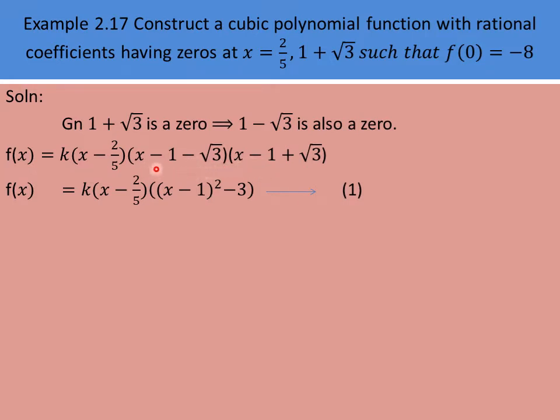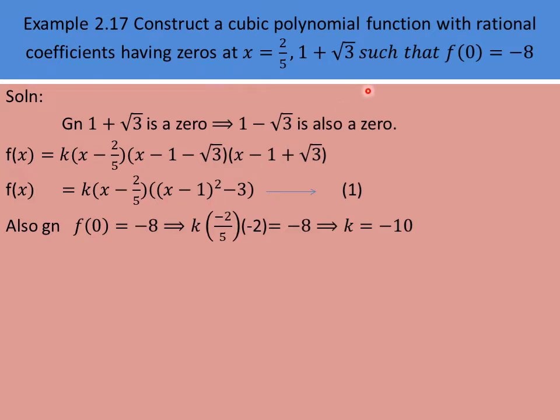So f of x is equal to, I'm multiplying the last two terms. So this x minus 1 you take it as a and root 3 you take it as b. So here you can see a plus b into a minus b form, isn't it? So you can write it as a square minus b square. So x minus 1 the whole square minus root 3 the whole square. Root 3 the whole square is 3.